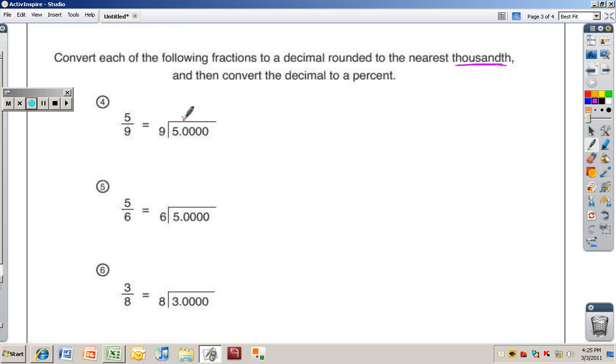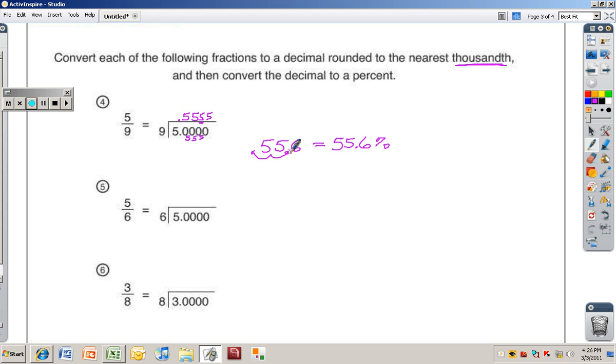Okay, 9 goes into 50. How many times? 5. 9 times 5 is? 45. What do you have left over? 5. 9 goes into 50. How many times? 5. Do we see a repeating pattern here? Yes. And so we're going to get 5, 5, 5. 0.5555. We have to round it to the nearest thousandth place. So the answer is 0.556. What's that one going to round to? 6. And what's that equal to as a percent? 55.6%. We move the decimal over 2 spots to change it into a percent.